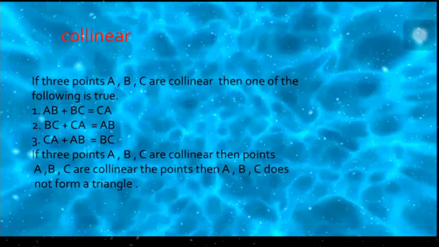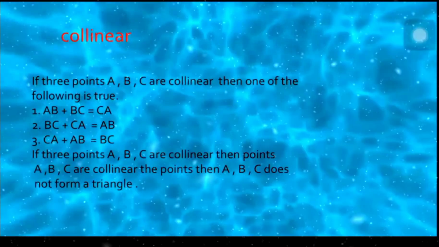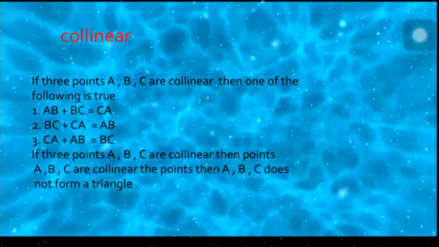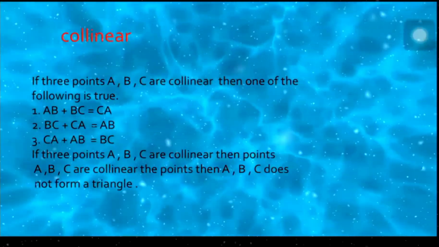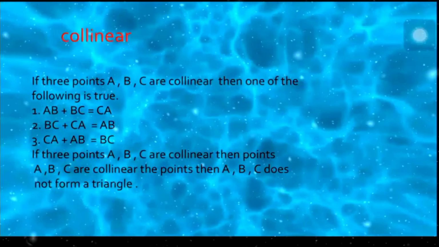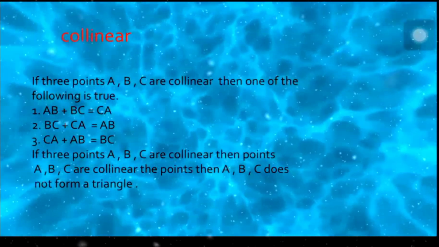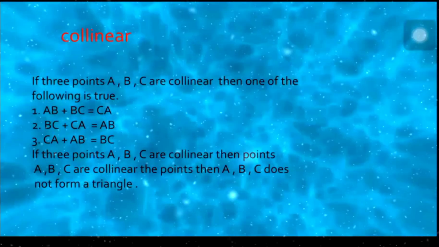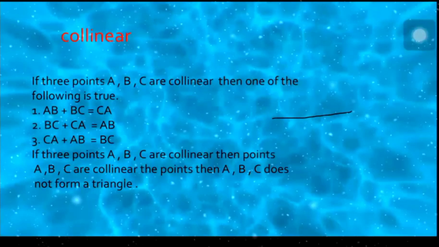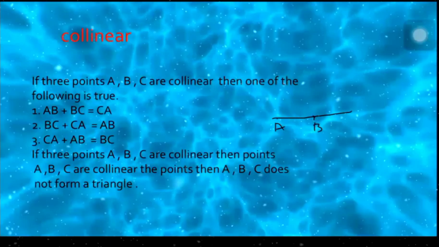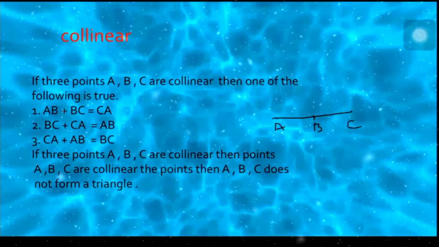If 3 points A, B, C are collinear, then the points do not form a triangle. If 3 points A, B and C are on the same line, then the points are said to be collinear.